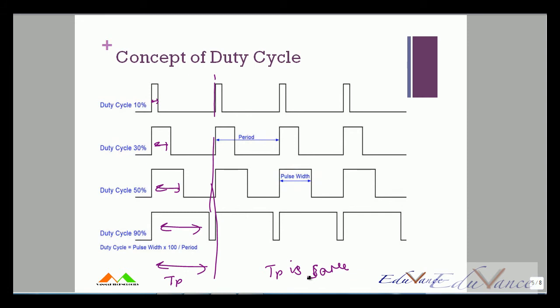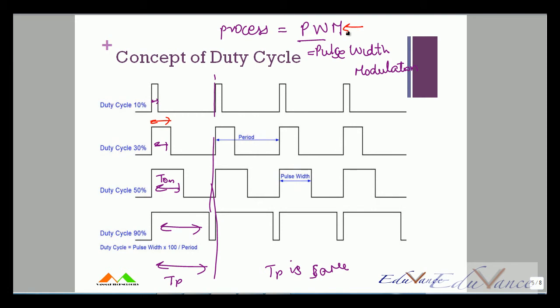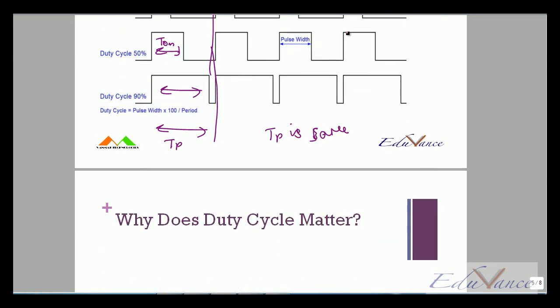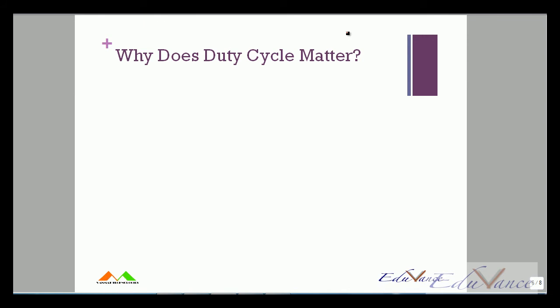Another term that I would like to introduce to you is the process with which I can vary my on time, which is called PWM, or pulse width modulation. I am changing the width of my pulse, as you see, I change the width of my pulse, and this is done by a process called PWM. Now you might be questioning, how does that really affect my motor? Why am I discussing this, and how do I use this for my motor?